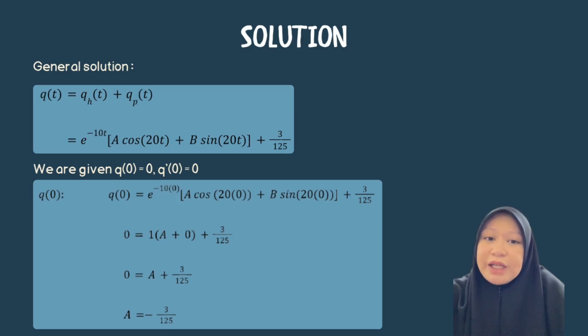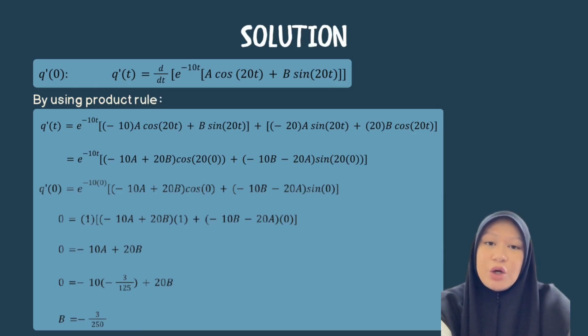Next, we are given initial charge and initial current equal to 0. That means when t equals 0, the initial charge equals 0. So substitute into the equation. Then we get the answer for A equal to negative 3 over 125.